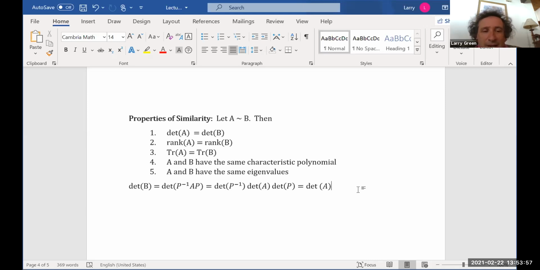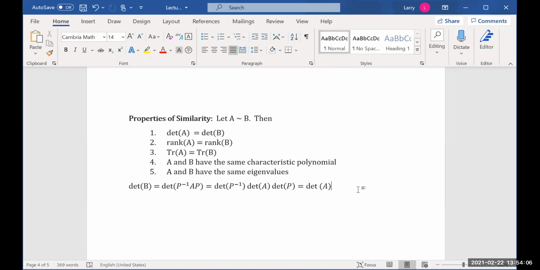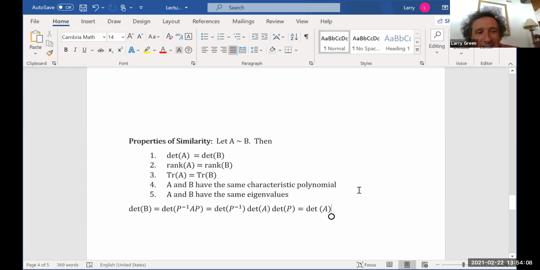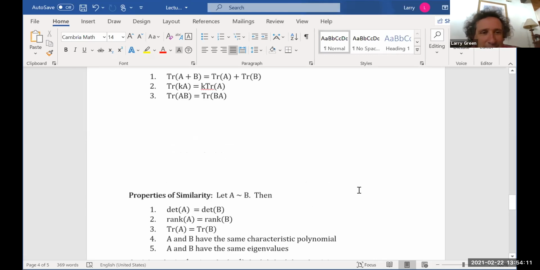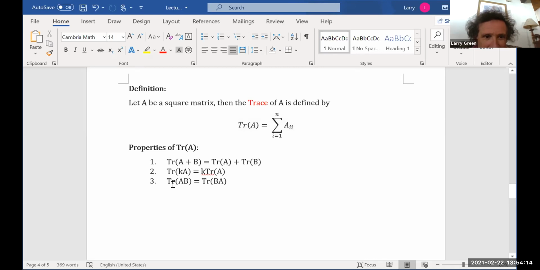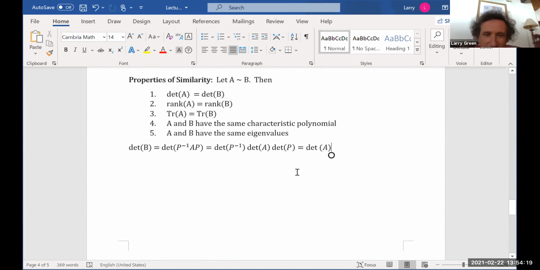Okay, how about number 3? Why is number 3 immediate? We just proved basically it. The trace of A equals the trace of B, because the trace of AB equals the trace of BA, right? So let's do this one because it's so beautiful and easy to type. Actually, let's do it this way. So we're basically taking this, except changing from determinant to trace.